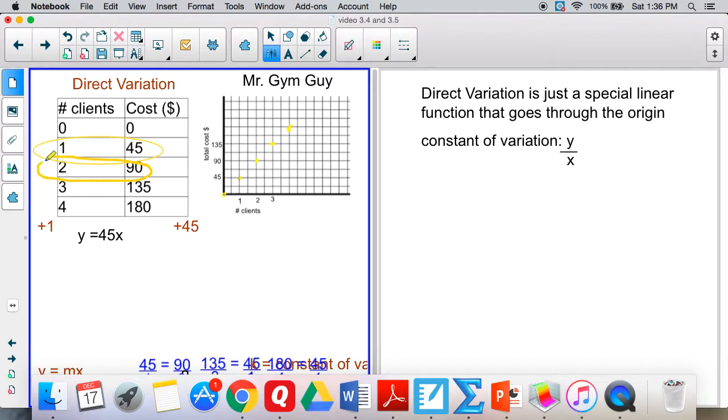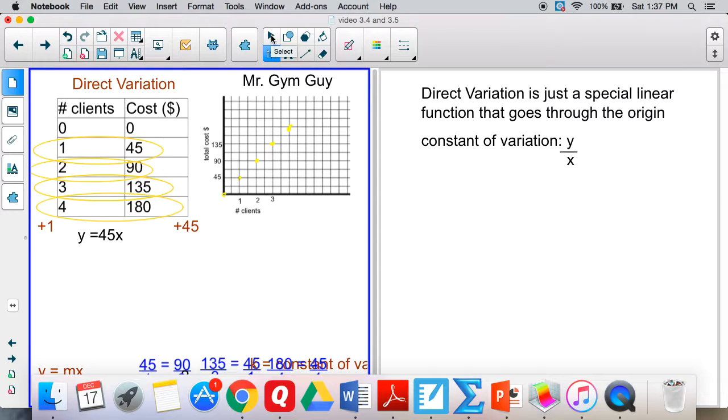and 90 divided by 2. Geez, that's also equal to 45. 135 divided by 3. Check it out in your calculator. Yep, that one's 45 too. And 180 divided by 4. That is also 45. So I have this constant of variation or constant of proportionality.